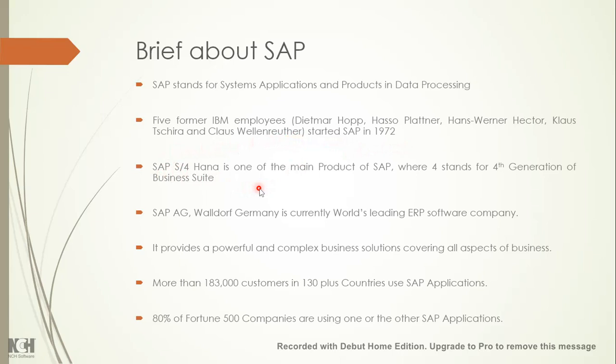Currently, SAP S/4HANA is the main product of SAP, I would say. In S/4HANA, many people want to know what the S4 is. S stands for Simple and 4 stands for the fourth generation of the business suite. So SAP Simple, fourth generation of business suite, in HANA. That's the full form. More than 183,000 customers in 130-plus countries currently use SAP applications. And as you can see, almost 80% plus of Fortune 500 companies are using one or another SAP application.